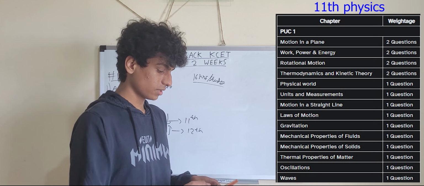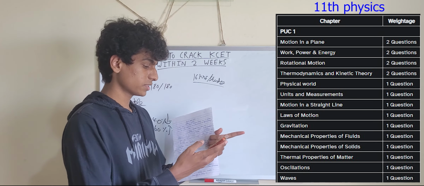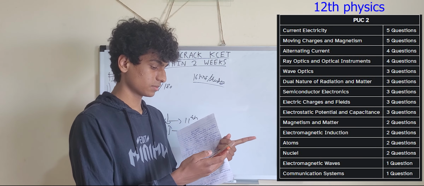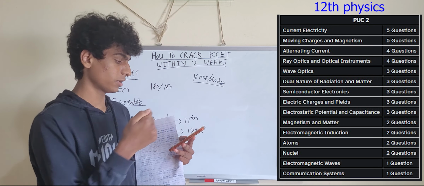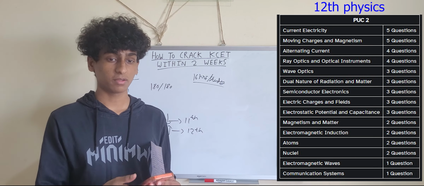Now, if you look at this approach, you can see all the chapters that are coming for 11th, and this is 12th physics. On the right side, you can see the questions that are coming. Each question means each mark. So if there are 5 questions over here, that means it's 5 marks.